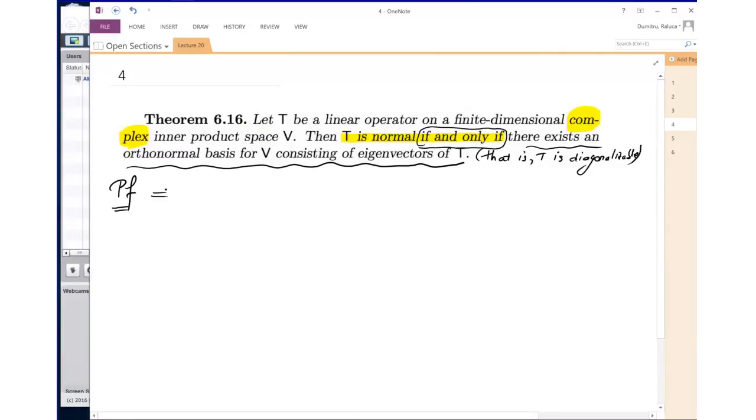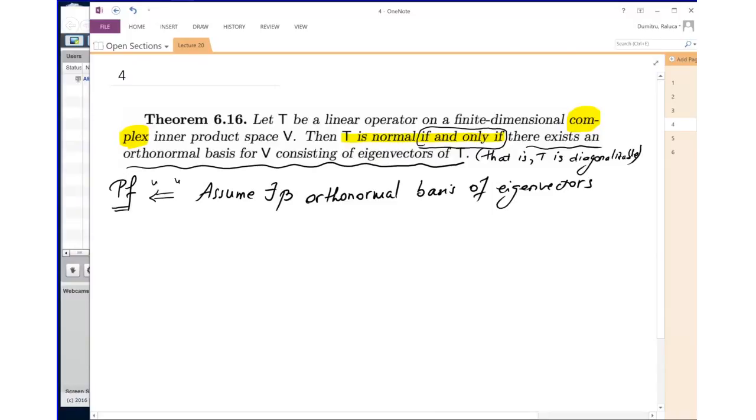All right, so it is an if and only if kind of proof. I'll start with this one, because we've seen it before, actually. From right to left. So I'm assuming first that T is diagonalizable, so there exists an orthonormal basis of eigenvectors. So the matrix of T in the basis beta is diagonal.